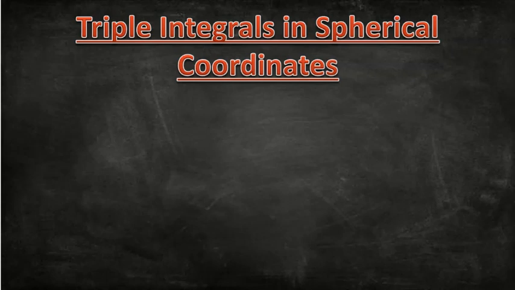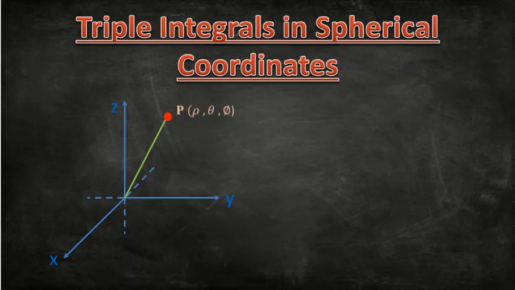Before we look at how to use spherical coordinates to evaluate triple integrals, let's have a review of spherical coordinates. We basically have a point in 3-space, which we can call point P, and the coordinates of P as spherical coordinates are rho, theta, and phi. If we drop a perpendicular from point P onto the xy plane, then the angle theta is measured clockwise from the positive x-axis. The distance of P from the origin is called rho, and the angle that OP makes with the positive z-axis clockwise is called phi.